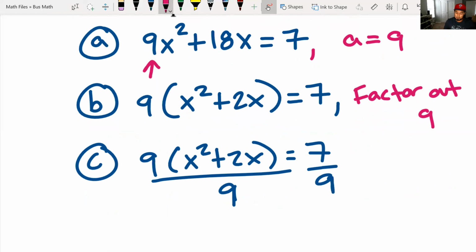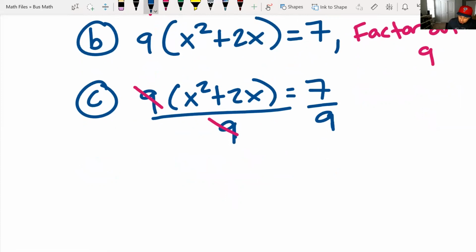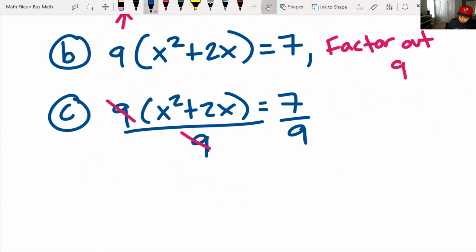And what happens is that these 9s will cancel, and we will be left with x squared plus 2x equal to 7/9.